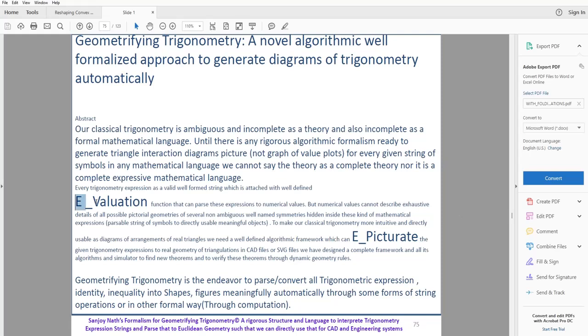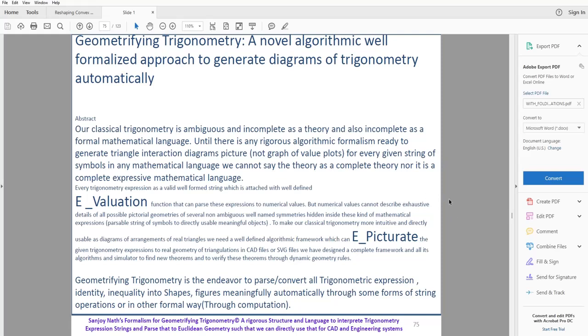Now, every trigonometry expression is a valid well-formed string, which is attached with a well-defined evaluation function. That is, we do evaluation, and that can parse these expressions to numerical values. But numerical values are not going to help you every time, because they do not give you the pictures. The numerical values are the lengths of the final output line segments, but that does not give you the picture of the scaffolding, the beams and columns, or the triangulation. So evaluation is not going to help you in every case.